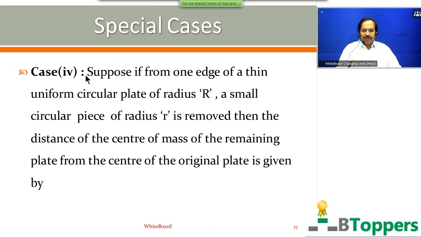I will read out the conclusion first. Suppose from one edge of a thin uniform circular plate of radius capital R, a small circular piece of radius small r is removed, then the distance of the center of mass of the remaining plate from the center of the original plate is given by d1 equal to small r square by capital R plus small r. Come on, copy down the conclusion.